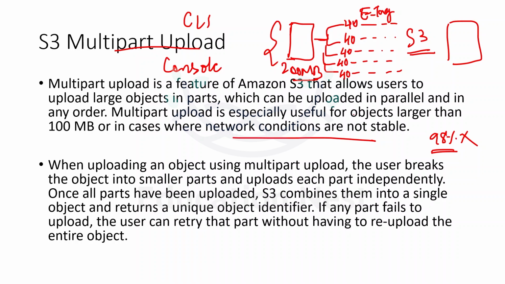It is recommended by AWS that whenever you have objects larger than 100 MB, you should opt for multi-part upload. This is a recommendation. But the restriction is, if your object is greater than 5 GB, then you compulsorily have to go for multi-part upload. And the largest size that you can have for your object is 5 TB on AWS S3.